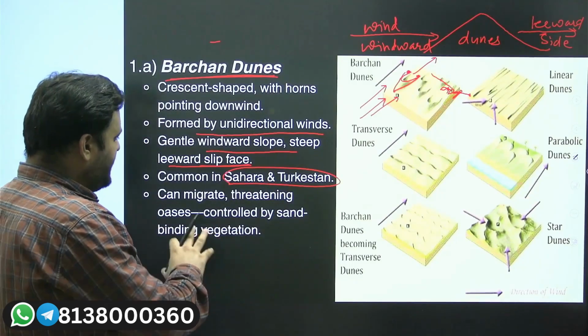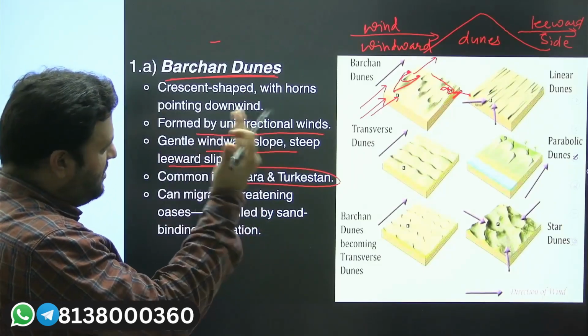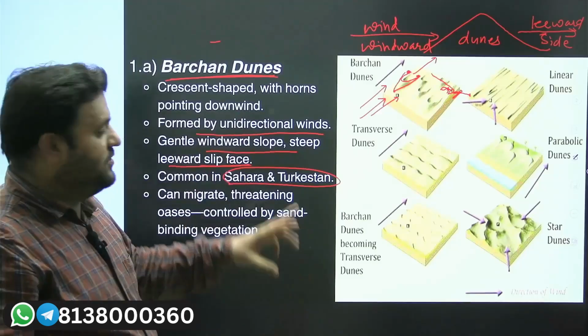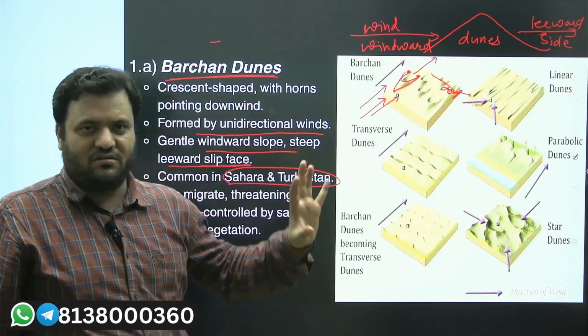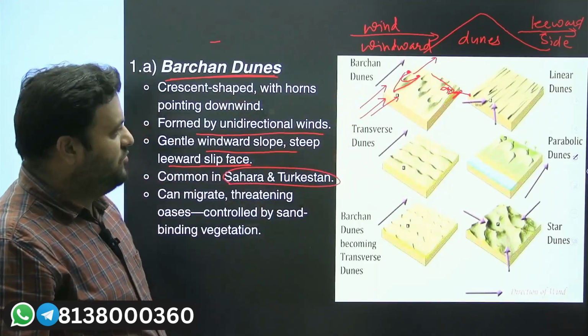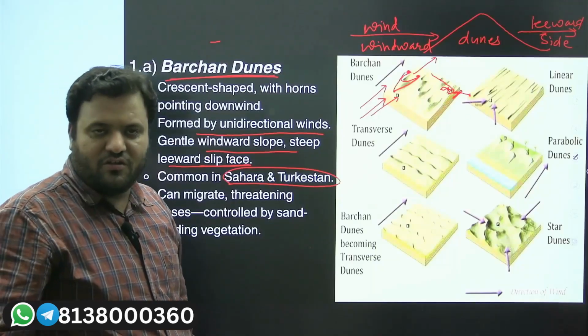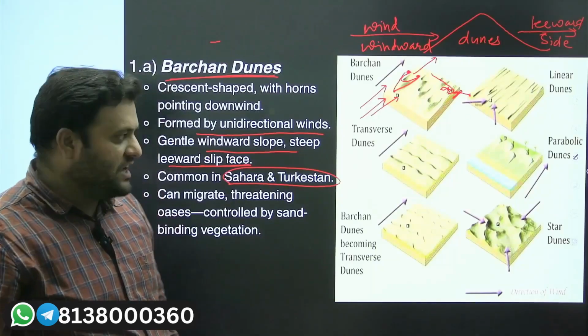And yes, they can migrate. They can lead to continuous movement because of winds. Those who are there, they are unidirectional. As a result of unidirectional winds, they are going to move, they are going to shift from one specific location to another specific location.